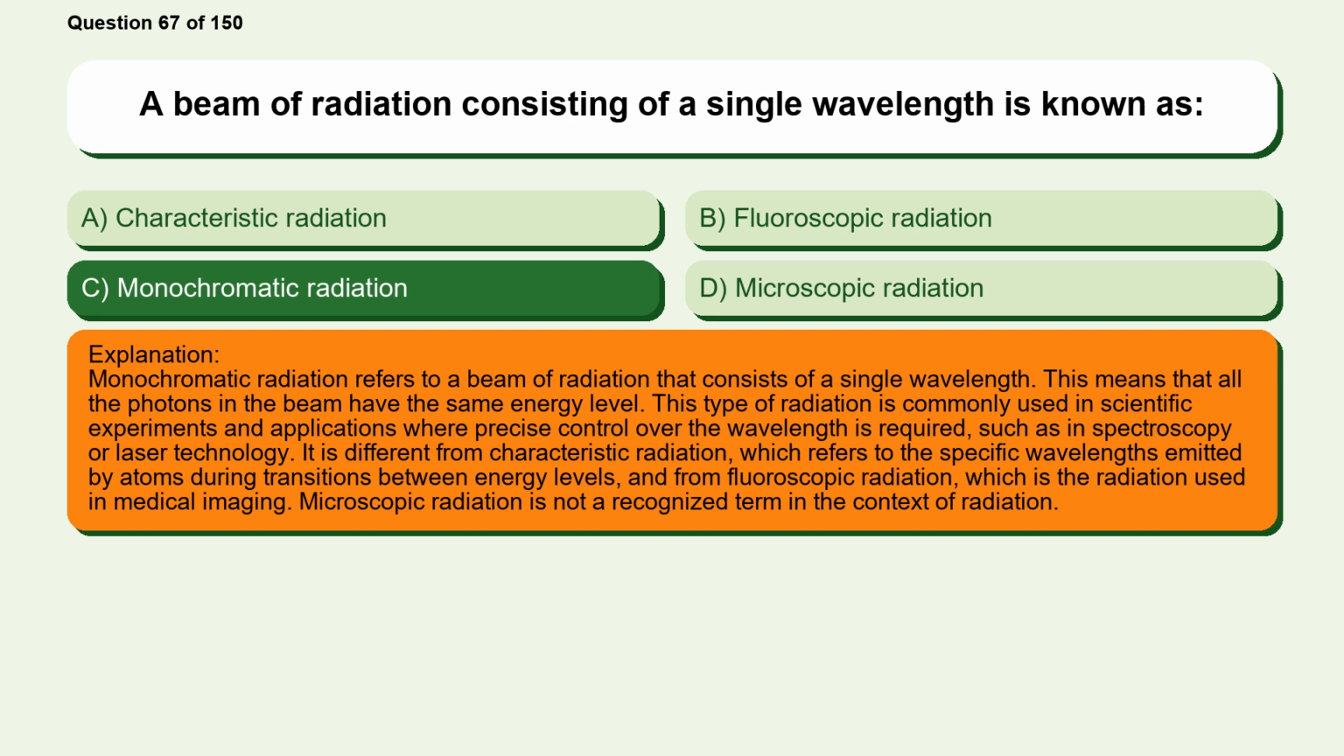It is different from characteristic radiation, which refers to the specific wavelengths emitted by atoms during transitions between energy levels, and from fluoroscopic radiation, which is the radiation used in medical imaging. Microscopic radiation is not a recognized term in the context of radiation.